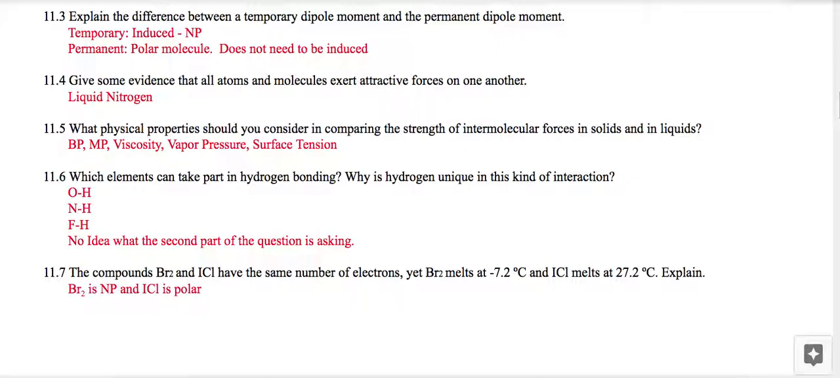Nitrogen is a nonpolar molecule, and for nonpolar molecules we would expect no attractive forces, but if we cool it down enough, those molecules start to attract each other and form liquid nitrogen. Next, the physical properties we could look at for intermolecular forces, the list that we came up with the very first day.